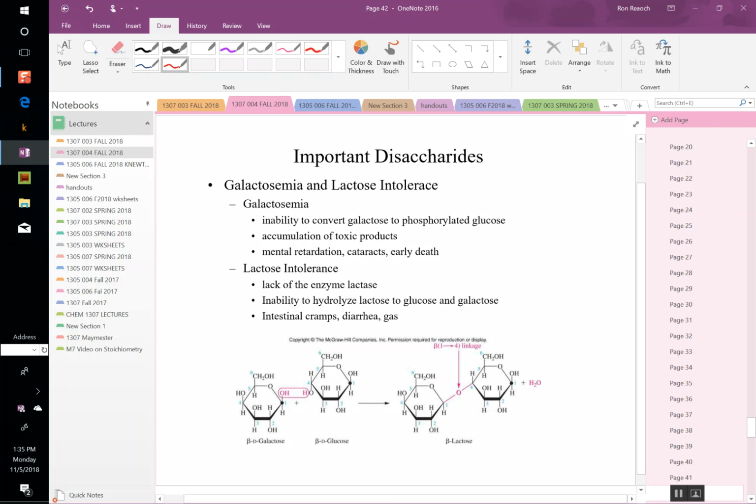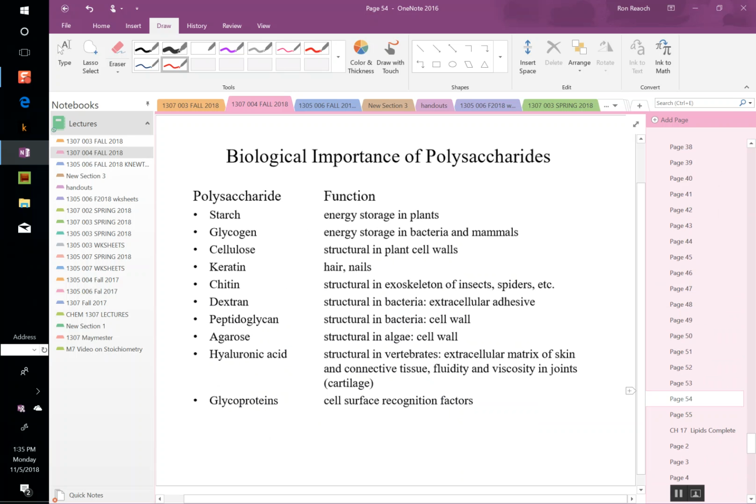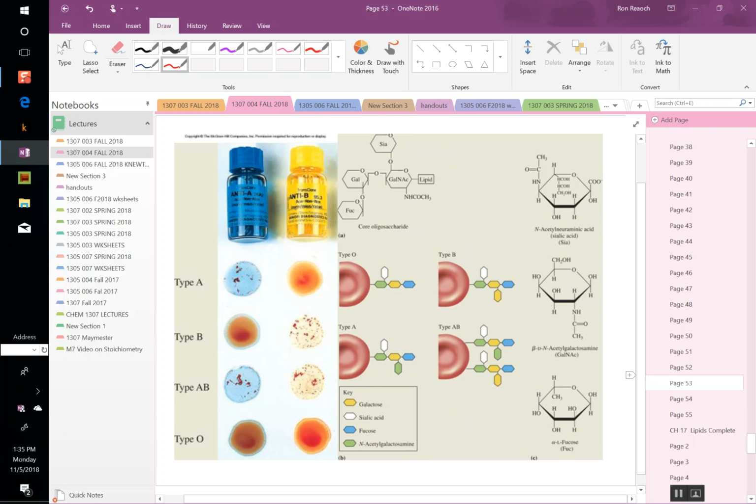What slide are we on here? 42. I'll get polysaccharides in on Wednesday, but let me just go to this. We're talking monosaccharides and some ways they pop up in your body.